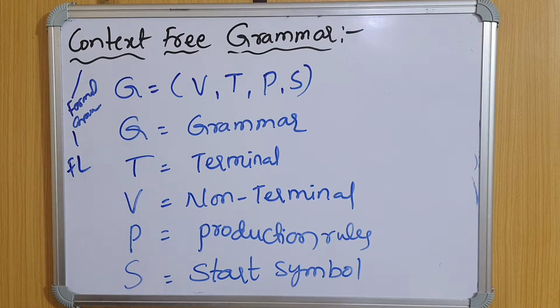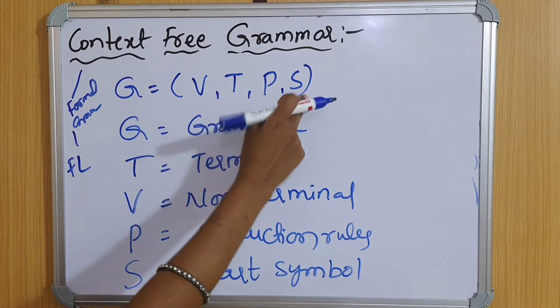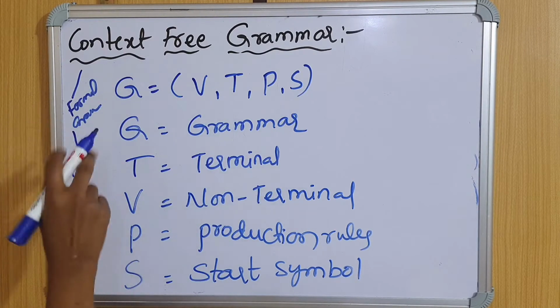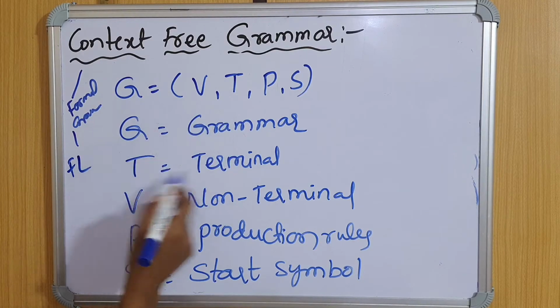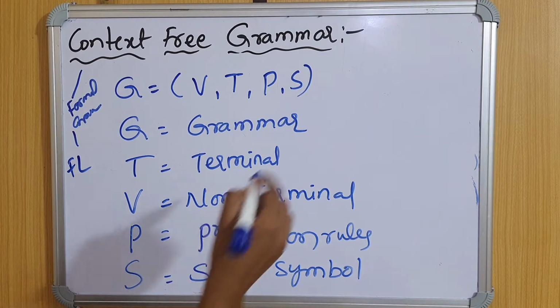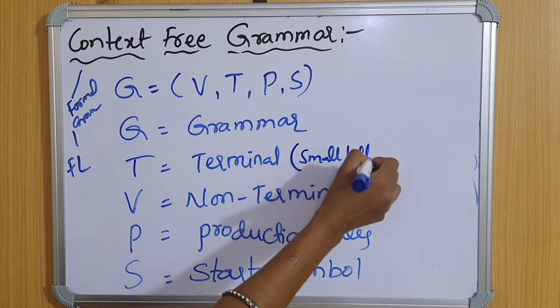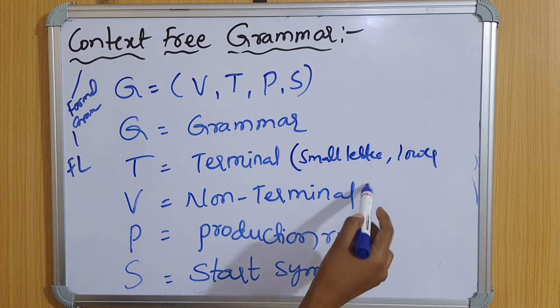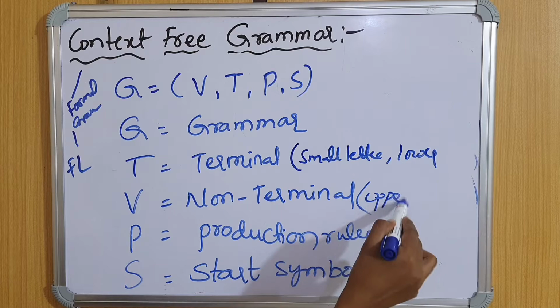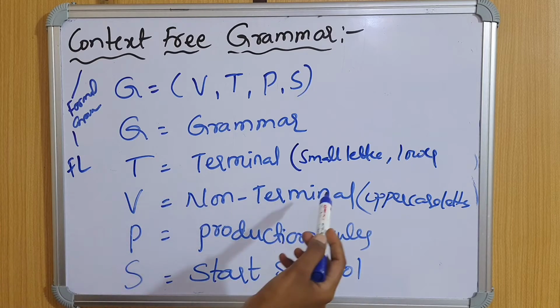Okay, so this topic you have learned in FLAT also. Now how you can define context free grammar as G, consisting of four tuples: V, T, P, S. G means grammar, T means terminal, V means non-terminal, P is the production rules, S is the start symbol. Terminal consists of only lowercase letters, and non-terminal consists of uppercase letters.